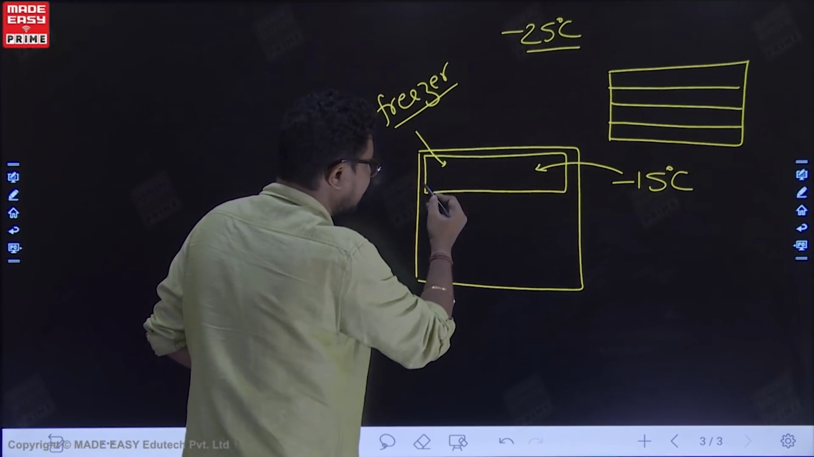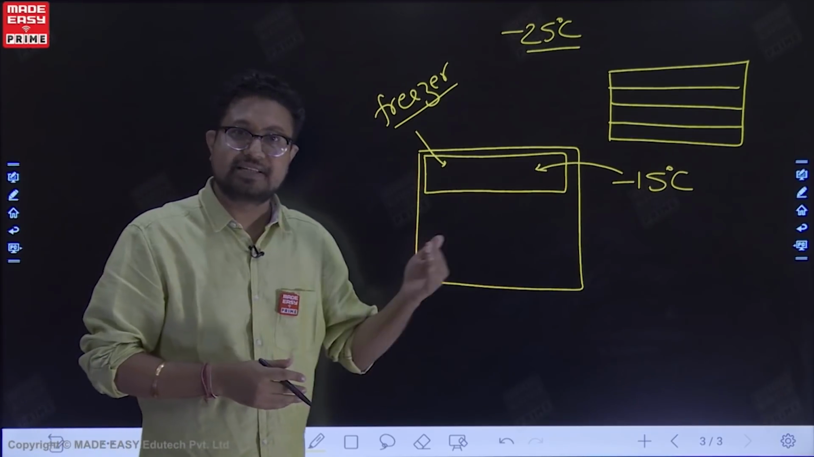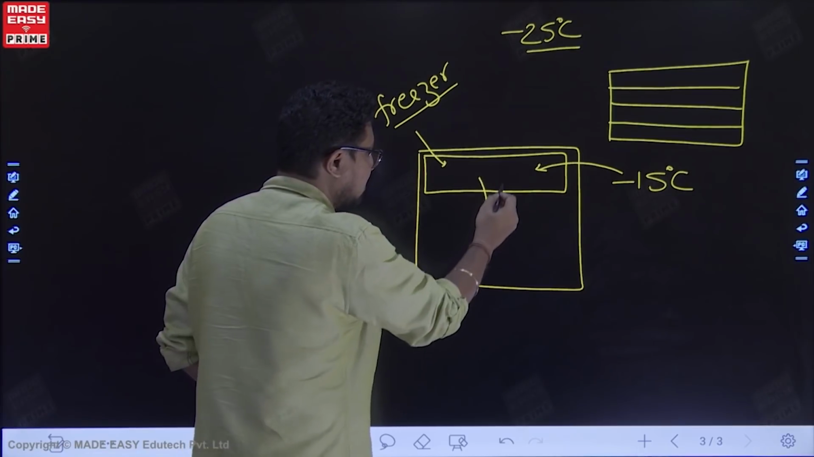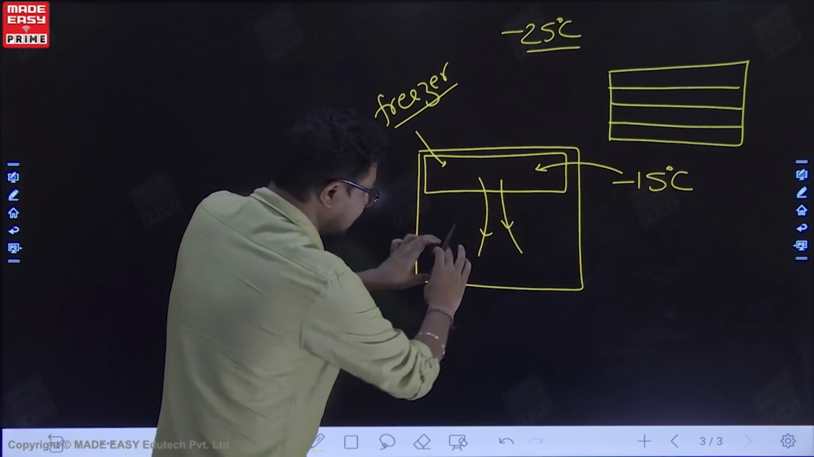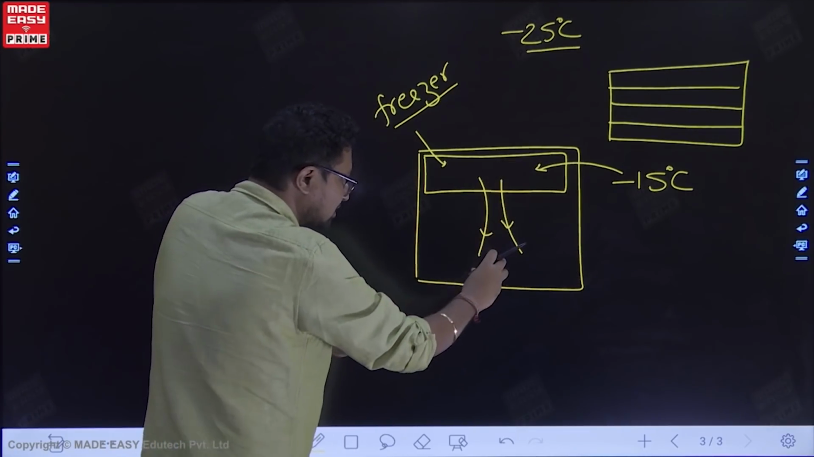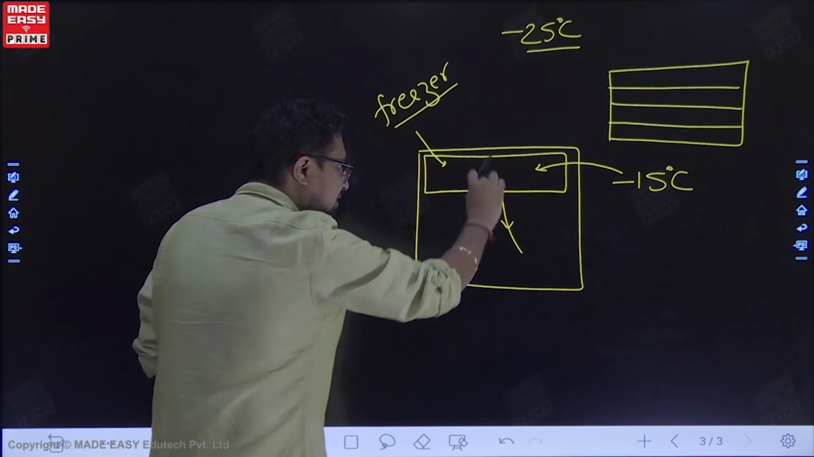Now, if this air gets cooled to minus 15 degrees Celsius, this air will become cold, and the colder air becomes dense, it goes down. So, a natural convection current is established. The air here is warmer than this compared to this. So, the warmer air will rise, the air which is continuously getting cooled here will go down.